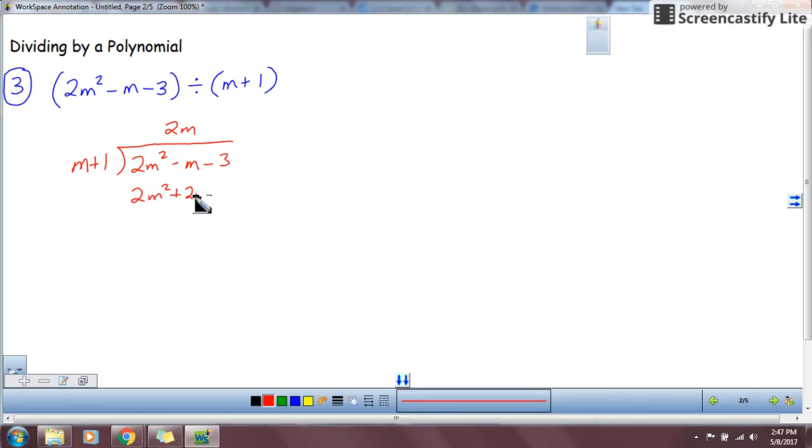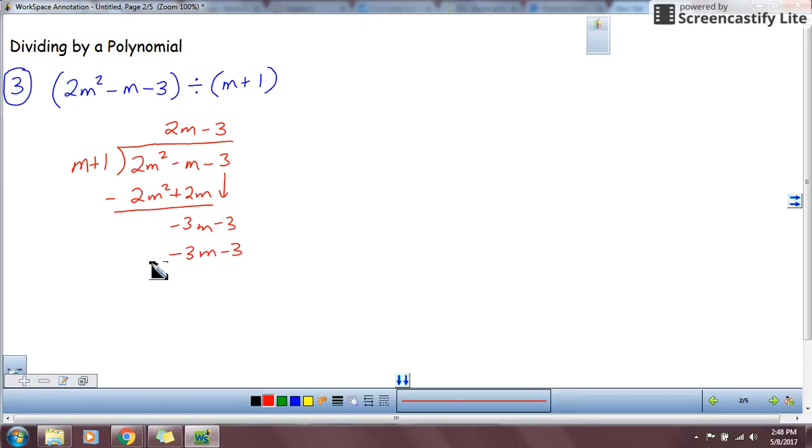Now, what we have to do when we do this is figure out m times by what would give me 2m squared. I would obviously need a 2, and I would obviously need another m, right? In other words, 2m times m would give me 2m squared. 2m times 1 is 2m. So once I figure out m times by what gives me this term, I write it up here. And then I take this term and multiply it to both of the things in the divisor.